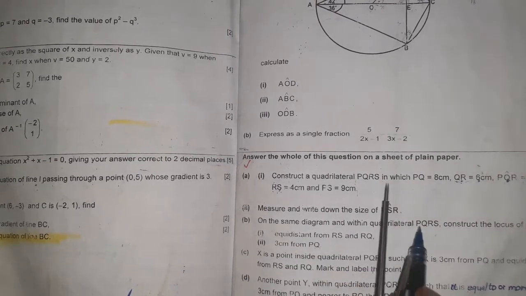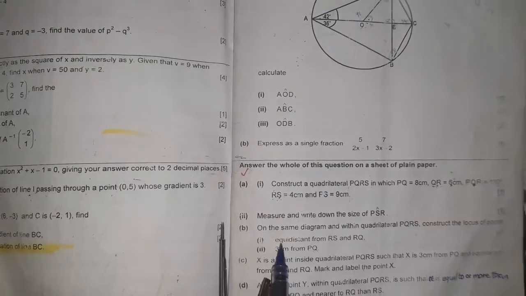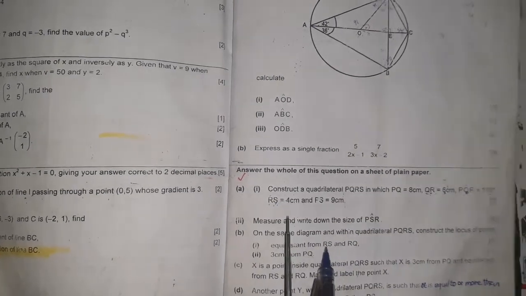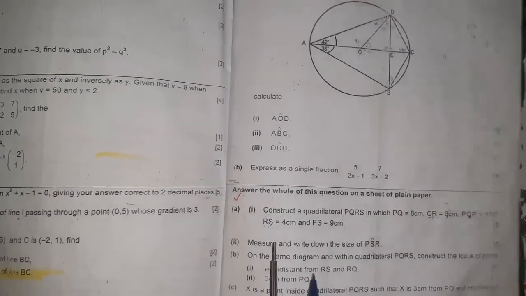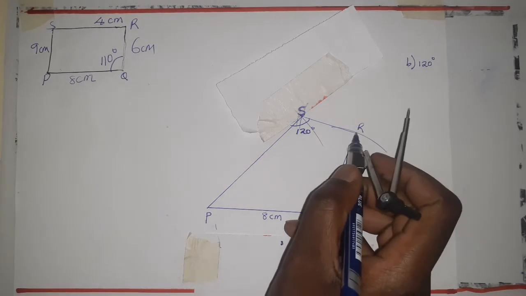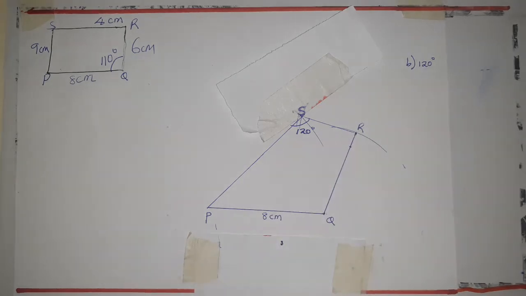On the same diagram and within the quadrilateral PQRS, construct the locus of points which is equidistant from RS and RQ. Here we are looking at which letter is common. Letter R is common, so we are going to bisect the angle at R, between RS and RQ. That is what that means.